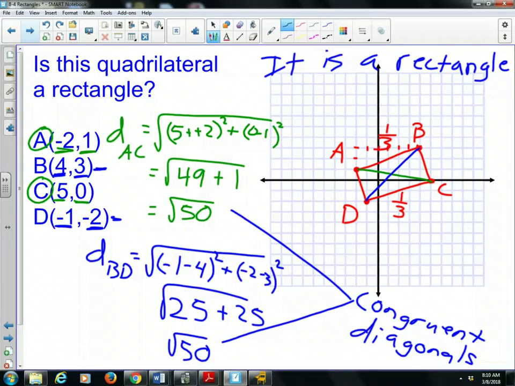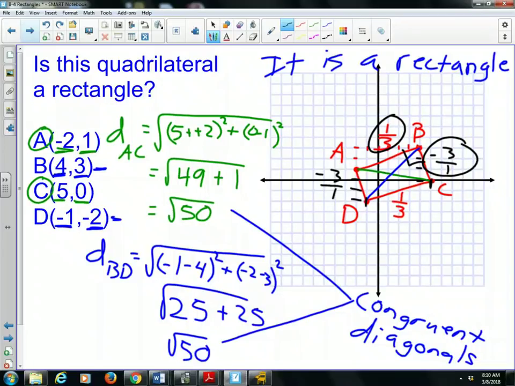From B to C, I've got to go a rise of negative 3 and a run of 1. Negative 3 over 1. From A to D, I have to go a rise of negative 1, 2, 3, and a run of 1. Negative 3 over 1. So if you didn't want to use the distance formula, you could say the slope from A to B is 1/3. What's the negative reciprocal of 1/3? Negative 3 over 1. So these two sides have perpendicular slopes, so that angle is 90 degrees.